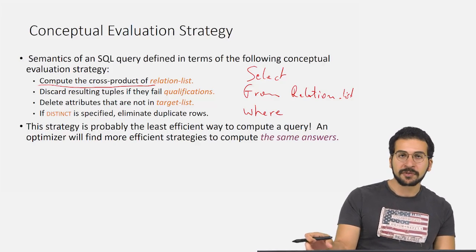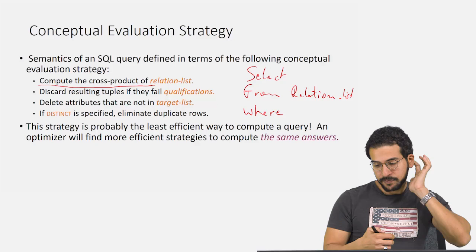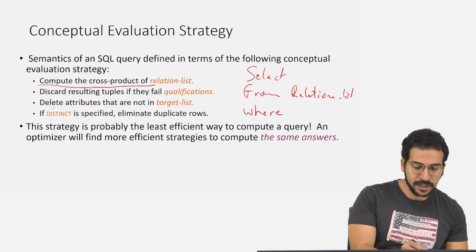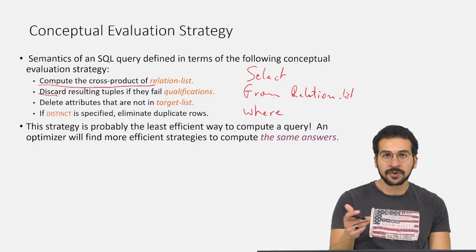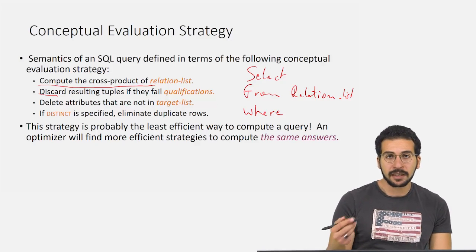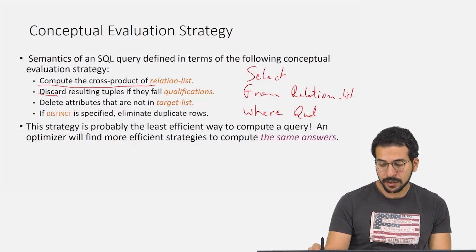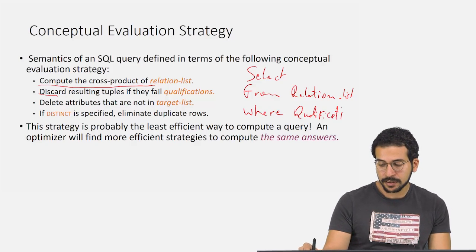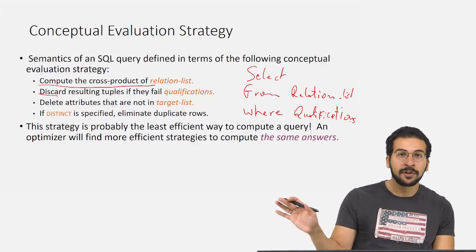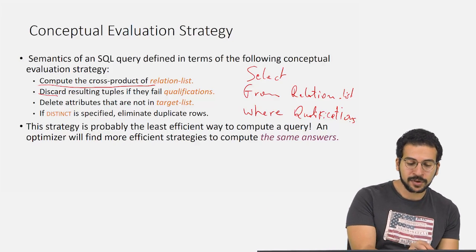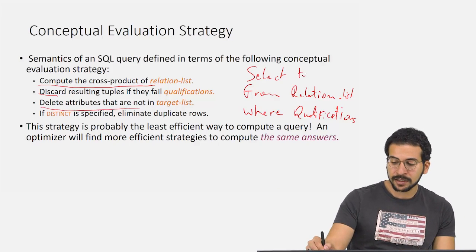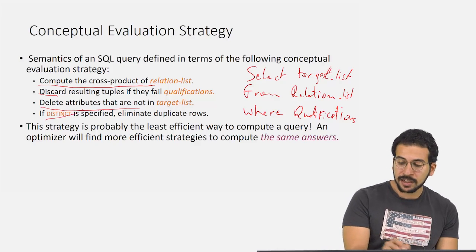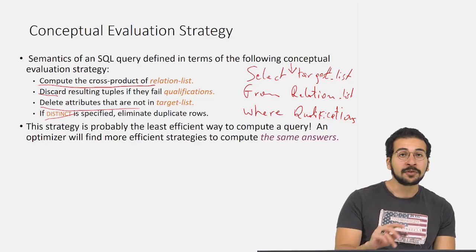So for all relations in the relation list, compute the cross product. After you compute the cross product, the second step is to discard the tuples that do not satisfy the qualifications. Qualifications are in the where clause. So for everything in the cross product that does not satisfy the qualification, you filter them out. After that, you also filter out attributes that are not in the target list.